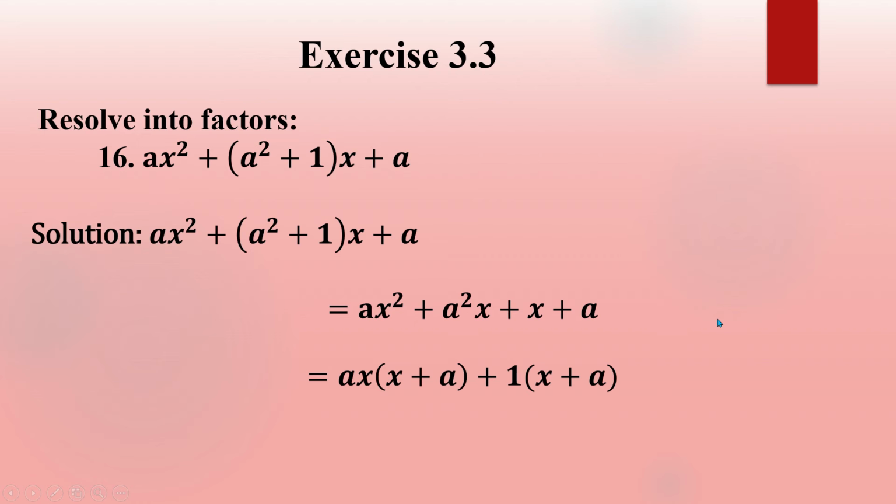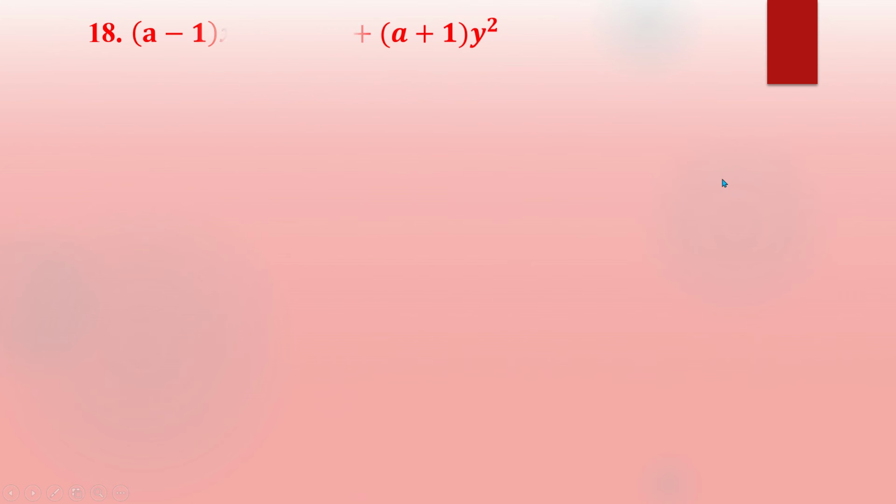Okay, that means this equals, we can write x plus a into ax plus 1. This is the required answer. Very easy math. Okay, now number 18. a minus 1 into x square plus a square into xy plus a plus 1 into y square.